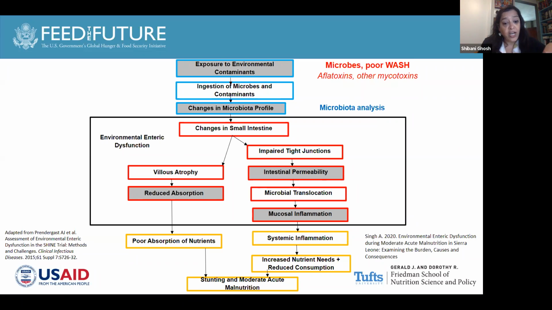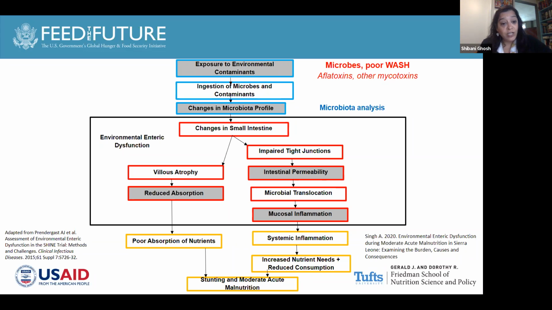And that in turn translates into poor absorption of nutrients, systemic inflammation, which leads to increased nutrient needs and ultimately impaired growth. Of course, these are conceptual pathways and frameworks, but these are good guides for us to assess and understand, using either existing data or conducting studies, to ascertain which part of these pathways we can follow.